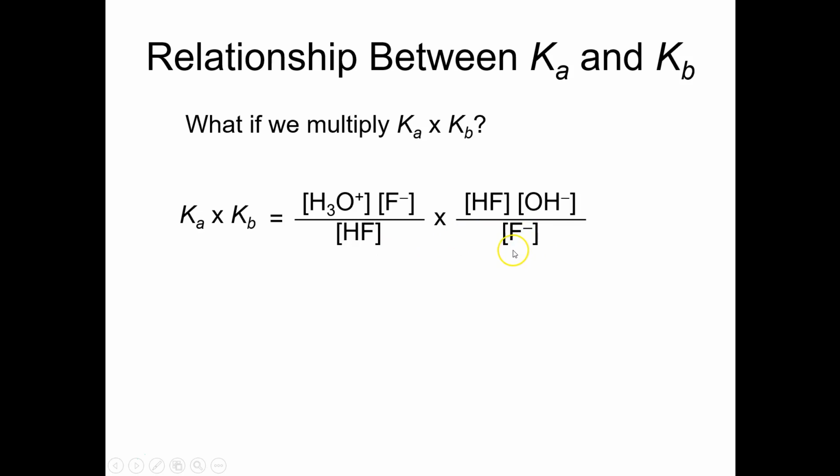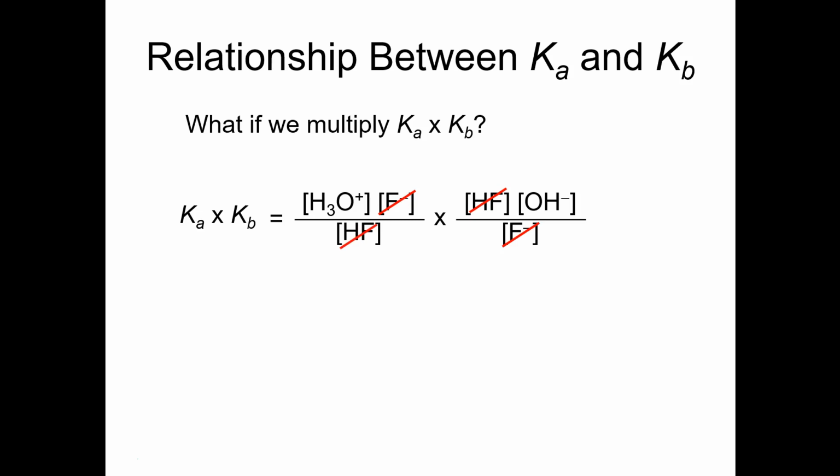And if you look at these two expressions, you'll suddenly realize that I've got some things that appear in both the numerator and denominator when I multiply these things together. I've got fluoride in the numerator of the Ka expression, which is canceled out by fluoride in the denominator of the Kb expression. And I've got hydrofluoric acid in the numerator of the Kb expression, which is canceled out by hydrofluoric acid in the denominator of the Ka expression.